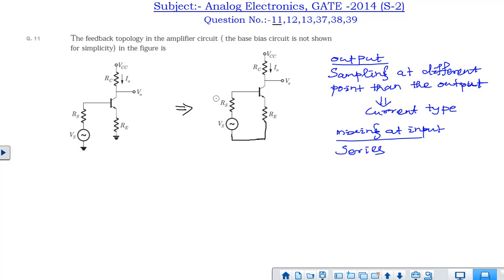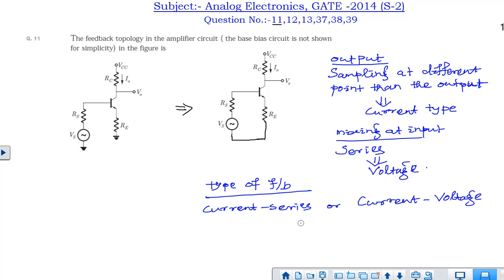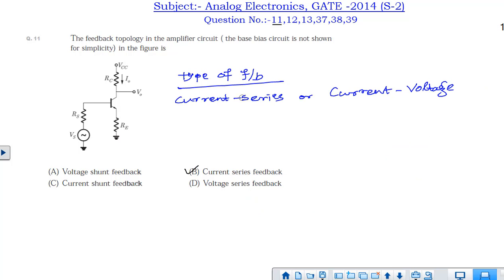Similarly, at the input, the mixing is done in series with the input voltage, and if the mixing is series, that corresponds to voltage mixing, and the sampling is current sampling. We name the feedback first by output then input, so it can be current series or current voltage. So the feedback is of type current series. If we see among the options, it is given as current series, so B is the correct answer. Thank you.